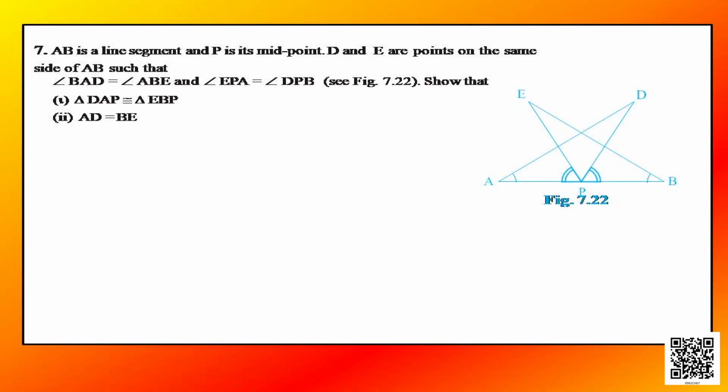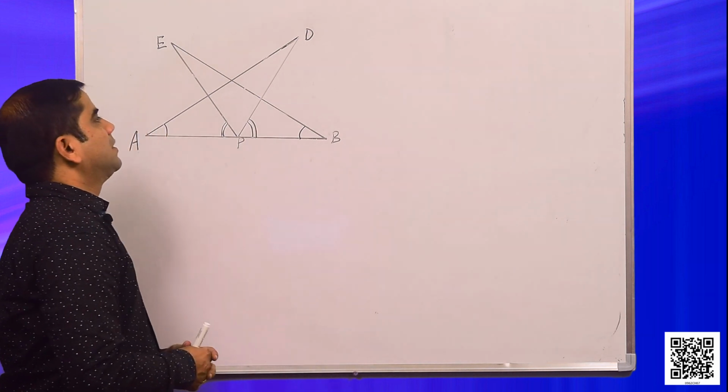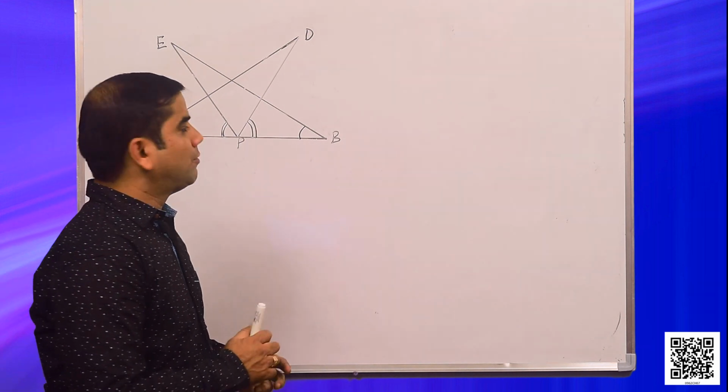What it says, AB is a line segment and P is its midpoint. D and E are points on the same side of AB such that angle BAD is equal to angle ABE and angle EPA is equal to angle DPB. What we need to prove? Triangle DAP is congruent to triangle EBP and AD is equal to BE. Students, let me draw the diagram first. I have drawn the diagram as per your book.